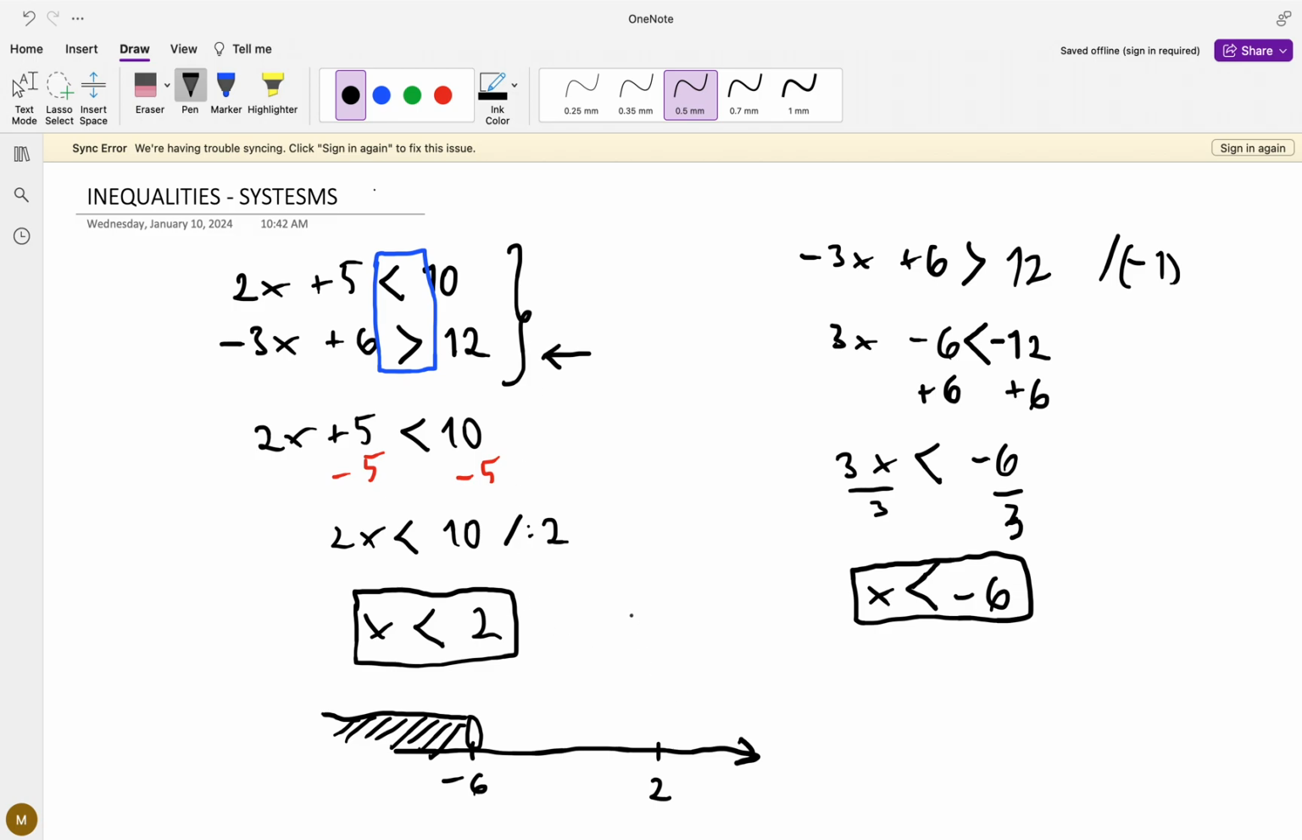inequality. Now, the answer to the first inequality states that x has to be less than 2. So we're going to use, let me use a different color.